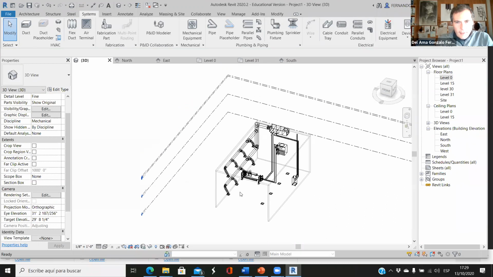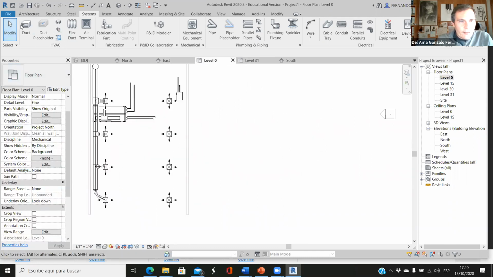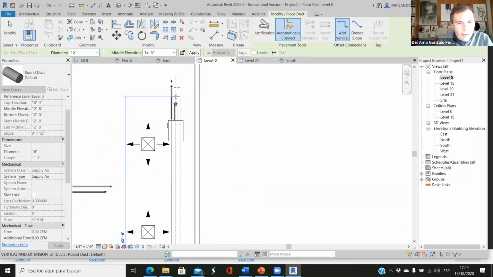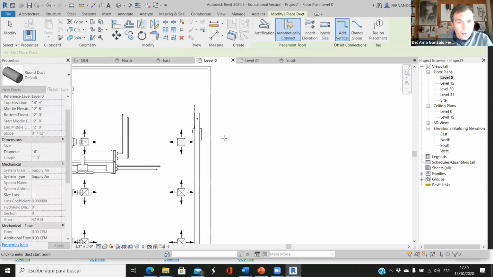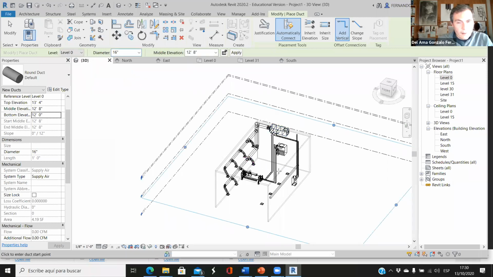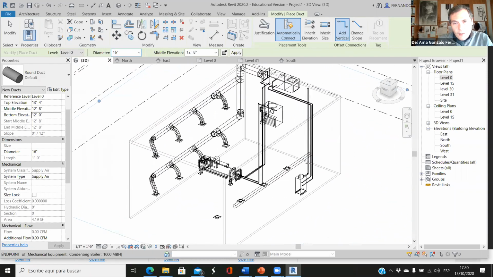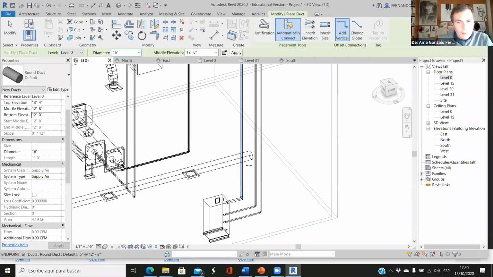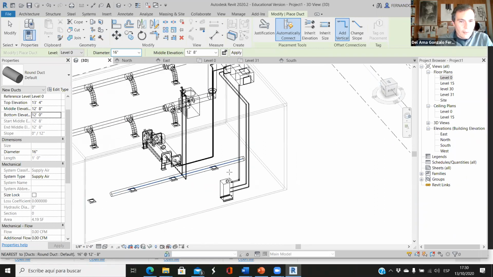Okay, great. And now on level 0, I have to do the same. I have to insert a duct. The elevation of the duct, I think it was 12. Okay, and that's interesting because look at this. We can have a conflict between the pipes and the duct. So we have to be careful. Okay, so look at this now. Because now we are going through this duct. So this is unacceptable. If that happens, probably there would be an issue with the airflows and we have to fix it.